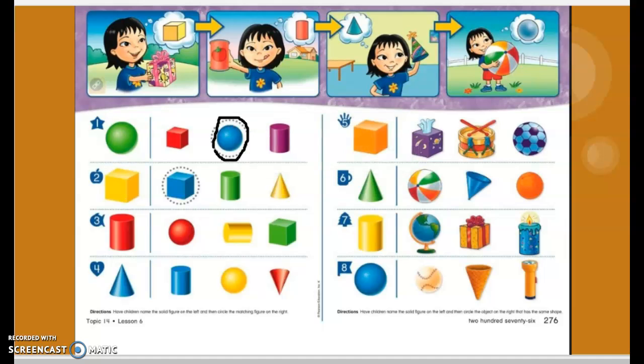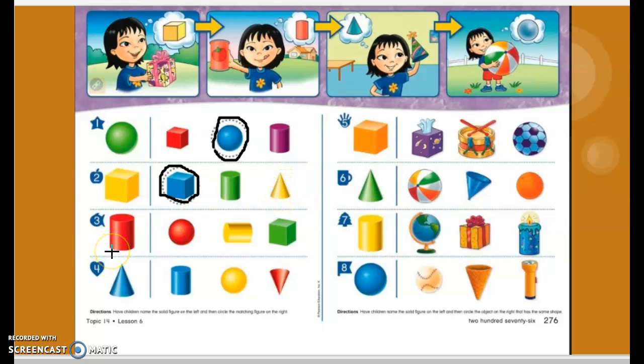Number 2, this is a cube. Remember, a cube has 6 sides, and each side has a square on it. We can see the squares. Okay, so I know that they circled this one. So this is our cube. This is our cylinder. Remember, a cylinder has 2 flat sides, and this would be our cone.